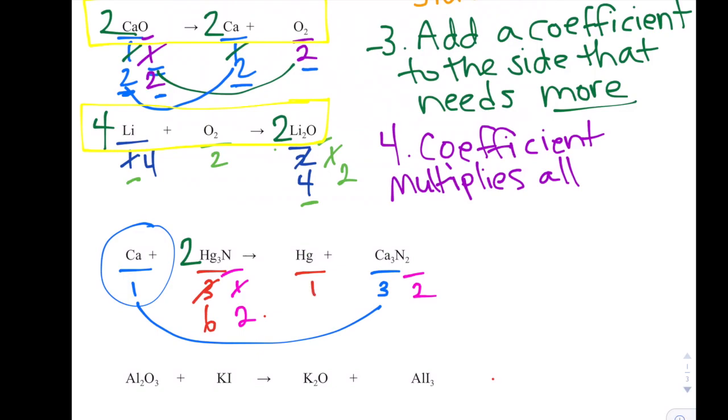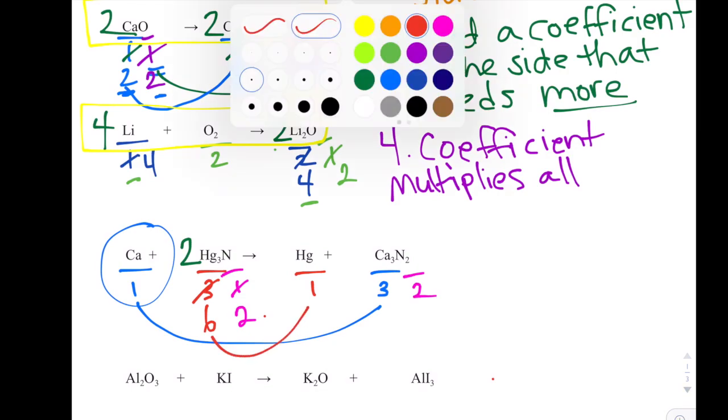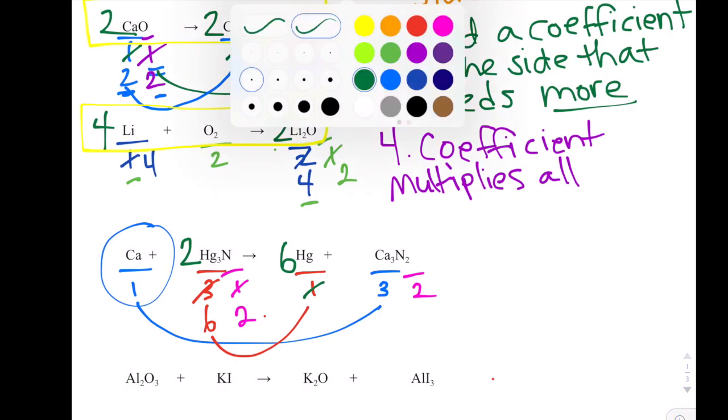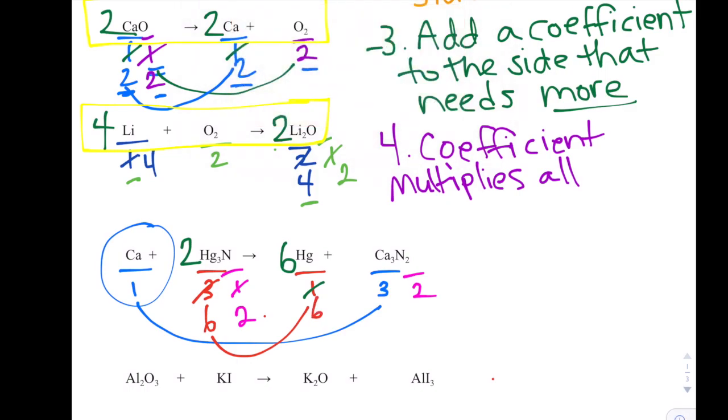So there's 1 with no coefficient, so go back to no coefficient and count. And then now we got to make the 1 and the 6 balance. So it's easy to multiply times 1. It means I need a 6 here. 6 times 1 is 6. So now those balance. The Hgs, the red 6s, are balanced.